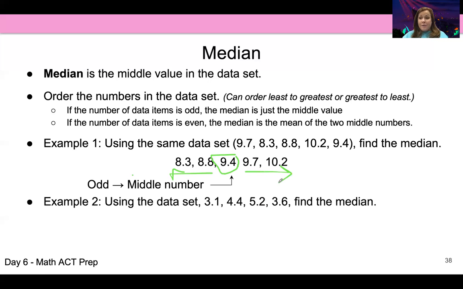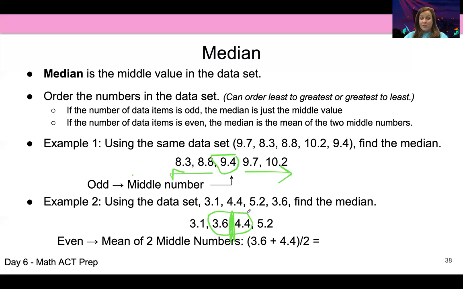Now we have 4. If we put them in order, the middle is going to split the 2 numbers. We have 2 on the left, 2 on the right. This is why we have to take the middle 2 numbers and average them together to find out what number is in the middle of those 2. So 3.6 plus 4.4 divided by 2 gives us a 4.0.